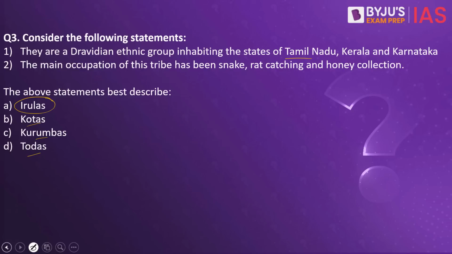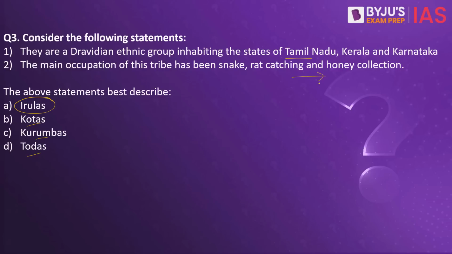So what is the unique feature of this particular tribe? They are known for catching snakes. In the area where they live, there is also a large number of rats as well. So they are known for catching snakes, and for rat catching as well. And ultimately, they are also known for honey collection. Apart from this, they also work in fields for the landlords. They also work as coolies, and they work as agricultural laborers for their landlords in all the areas where they are located.